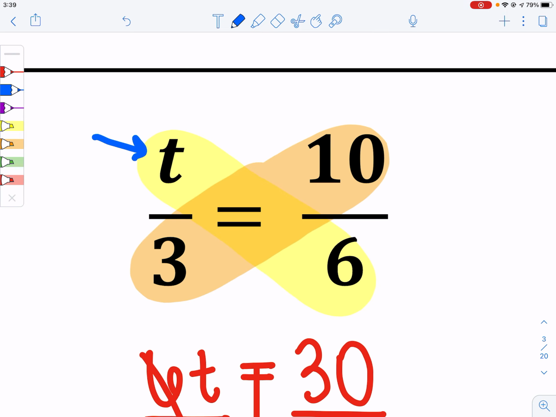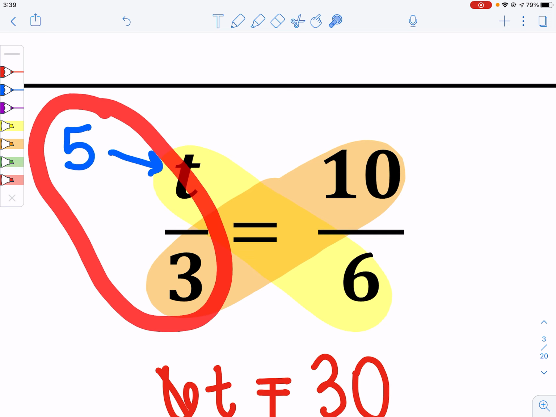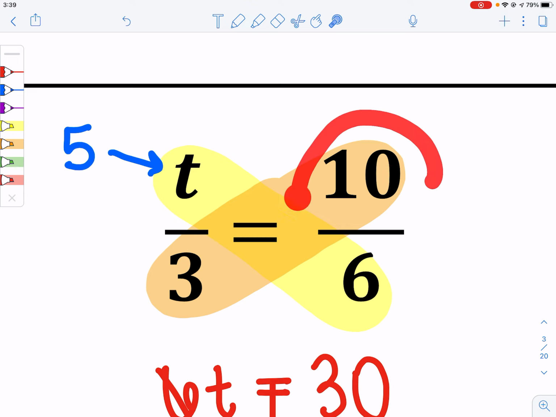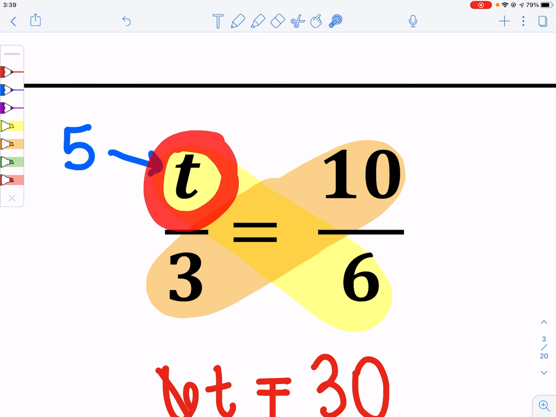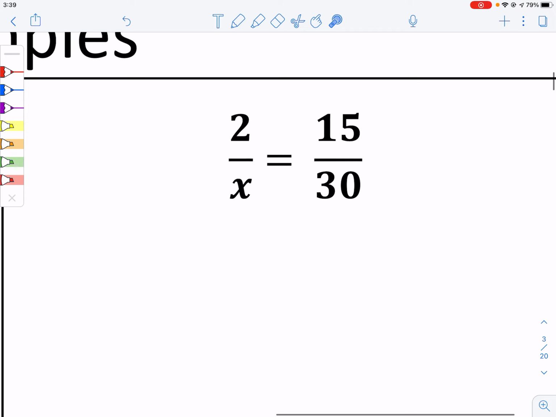And you can always check it to make sure your answer is correct. So in your calculator, if you type, well, 5/3 is already simplified, but if you type in 10/6, check to see if it simplifies to 5/3, and it will. So 5 is the only number you can plug in right there for the letter t in order to make these two fractions equal. Okay, let's try a few more examples.